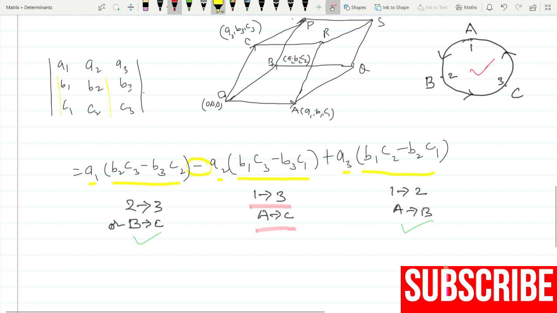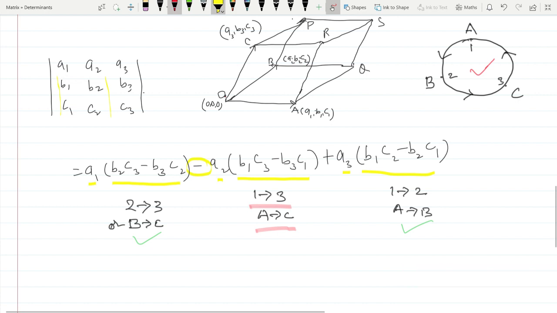In this video, we have learned the geometrical interpretation of determinants, the values of order 1 and order 2 determinants, and the expansion of the order 3 determinant. In our next video, we'll learn some important properties of determinants.